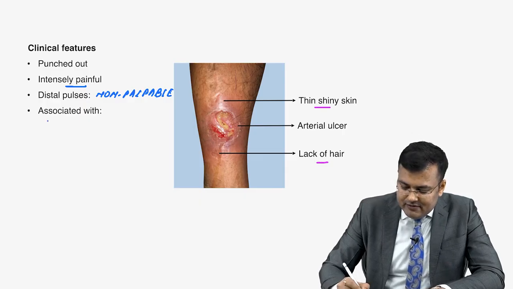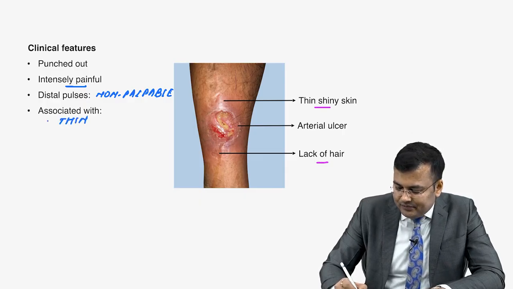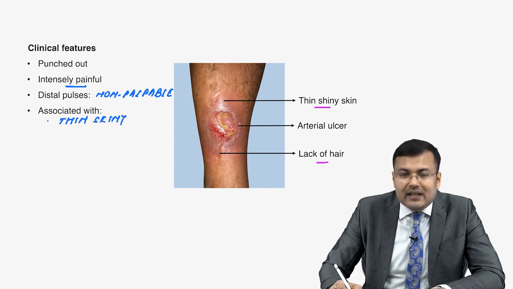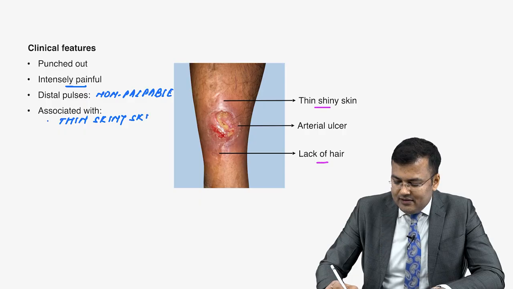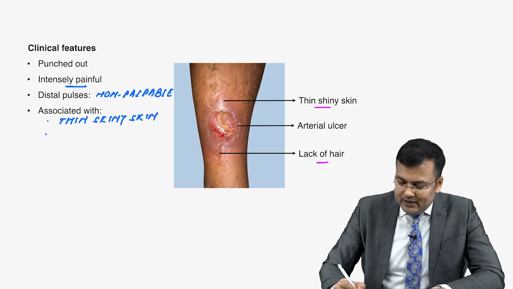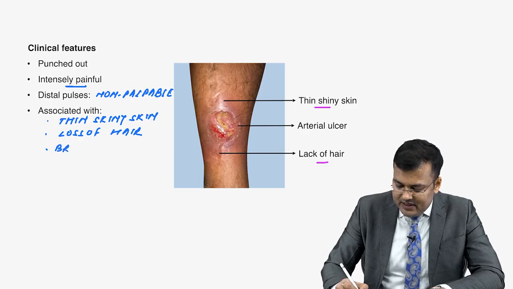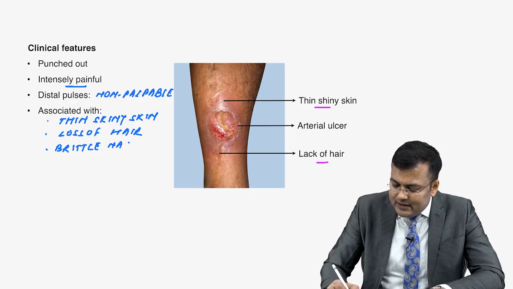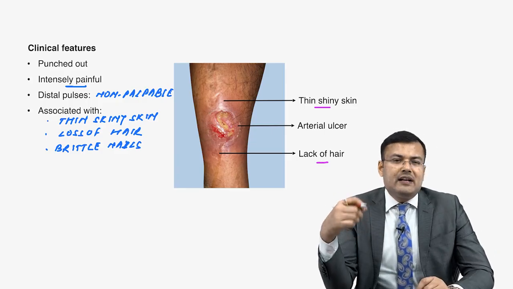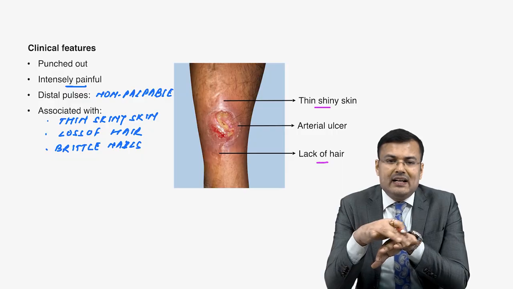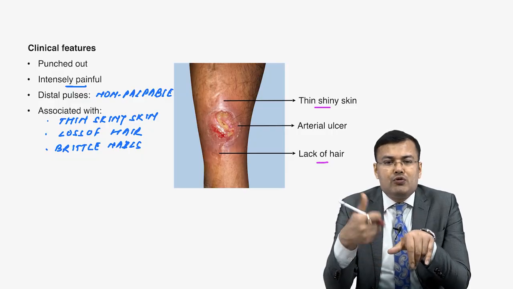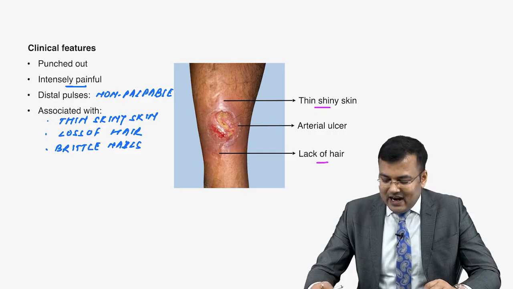So it is associated with thin, shiny skin. Because of ischemia, there is thin, shiny skin, loss of subcutaneous fat, loss of hair, and you can notice brittle nails, right? And in the past, if the patient had gangrene because of arterial occlusion, you might notice amputation of one or more toes. So these features are associated with arterial ulcers.